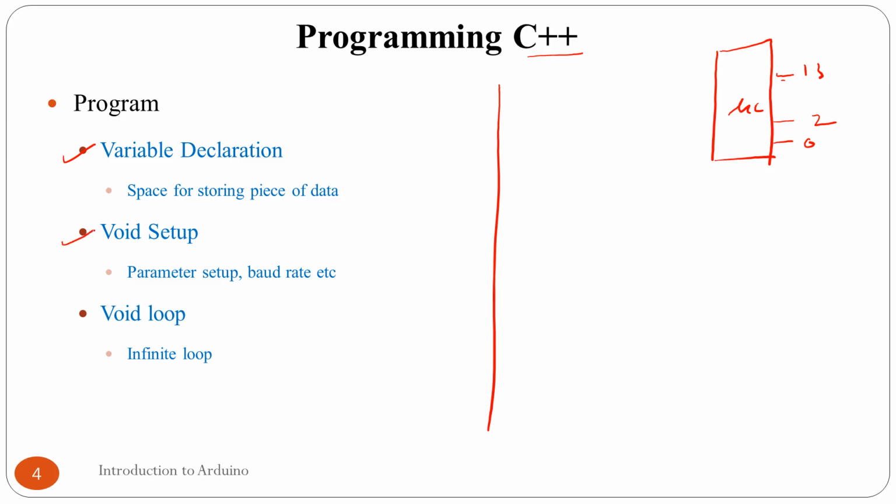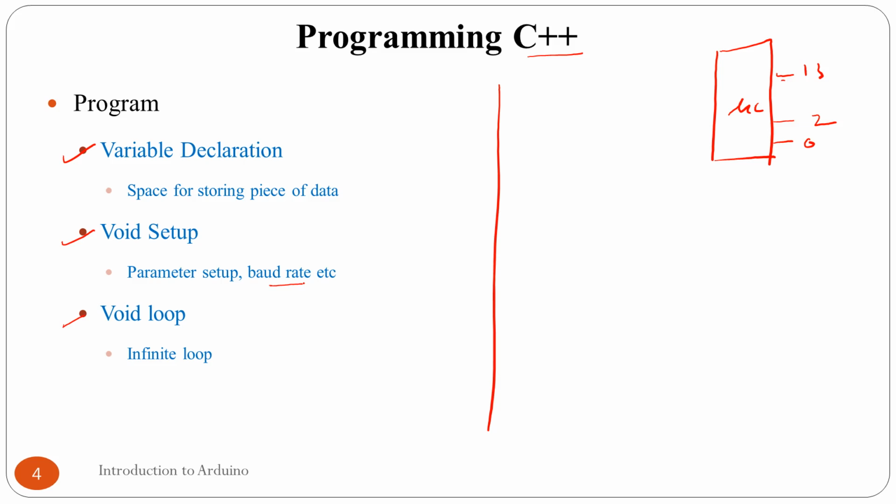Then next is void setup. Okay, so void setup, we have already studied void setup and void loop. There are three important parts in the programming of Arduino. Please remember this. First is variable declaration, second is void setup. In void setup we define certain pins as input or output, okay, or suppose you want to perform certain serial communication, then in that case you can set the baud rate using void setup, okay. And void loop is infinite, okay.